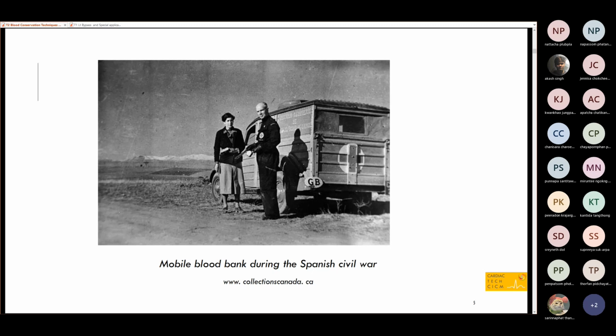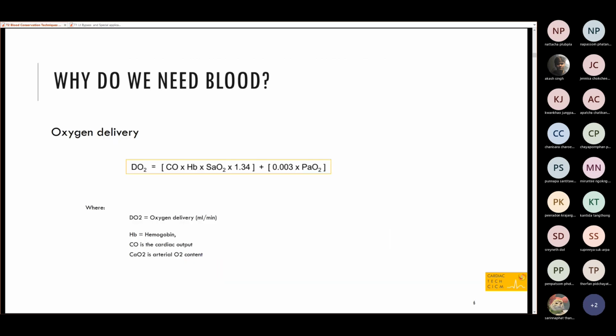Here is another picture that shows you about the blood bank, which is quite important, especially during the war. There were a lot of people losing blood. Okay. So why do we need blood?